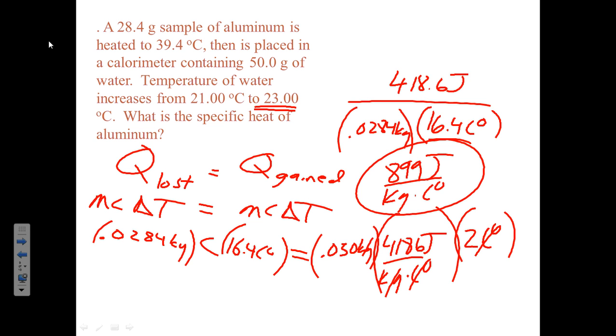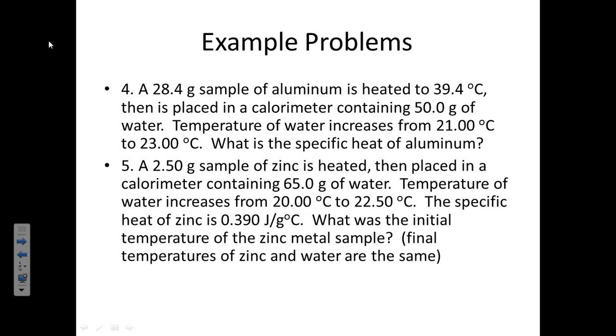All right, we've got time to maybe work one more. Let's go ahead and try to do this one right here.